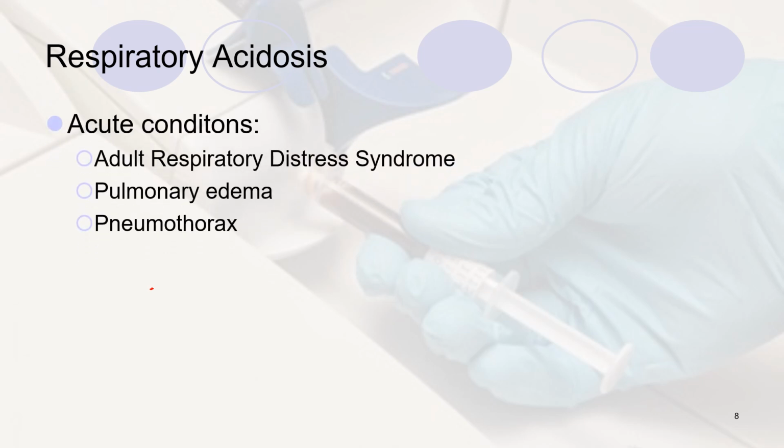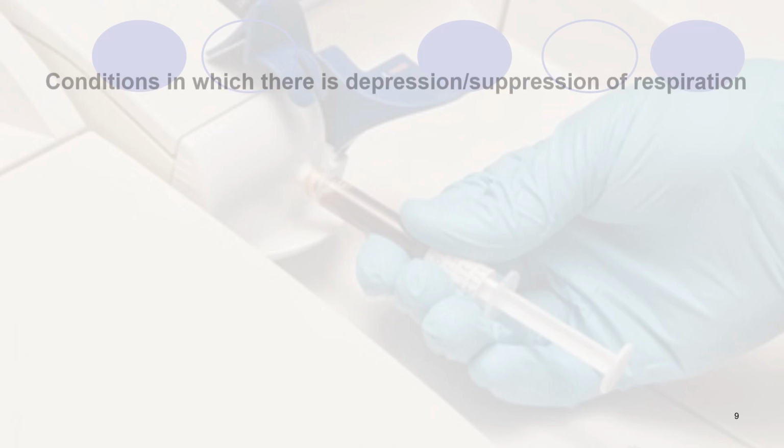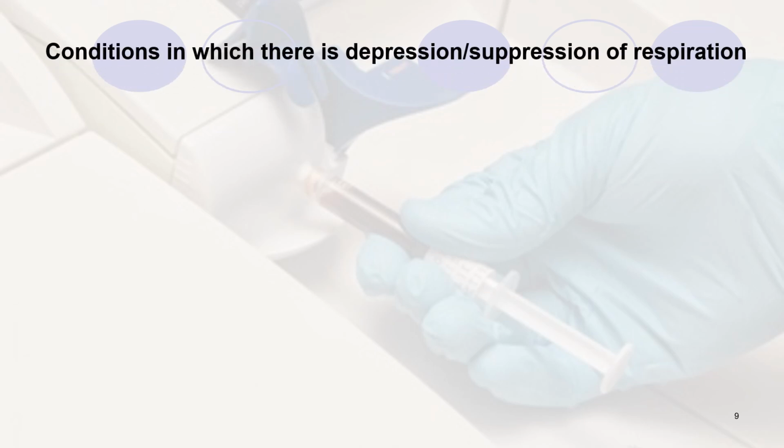Then acute conditions like adult respiratory distress syndrome, otherwise acute respiratory distress syndrome, we used to say ARDS, and pulmonary edema and pneumothorax. In these situations also, there is a change in the respiration. Carbon dioxide will stay back in the blood. That leads to hypercapnia.